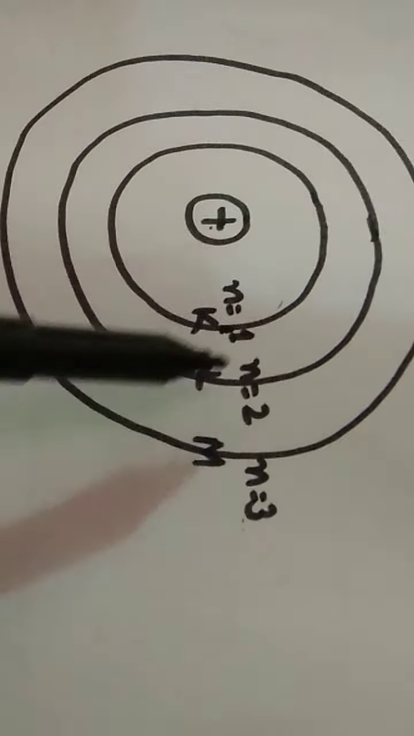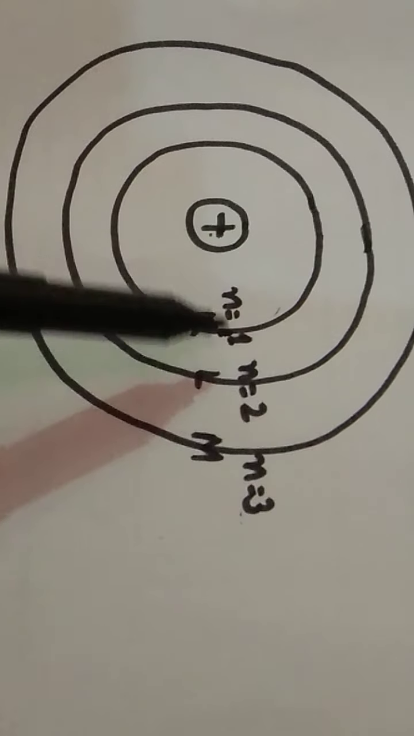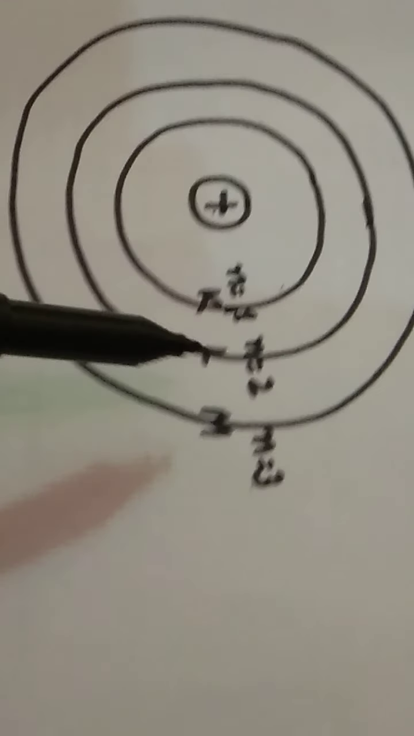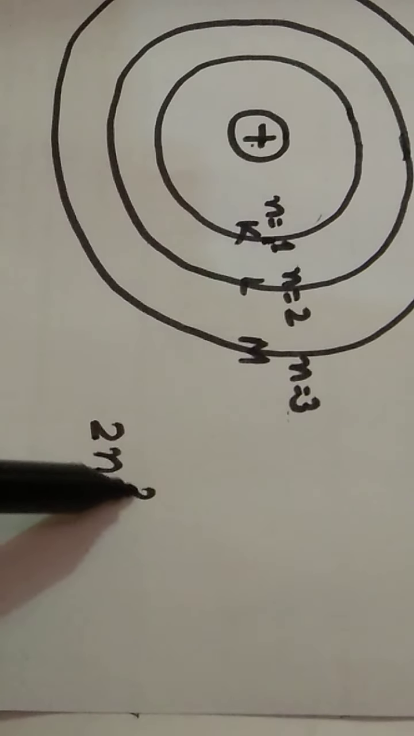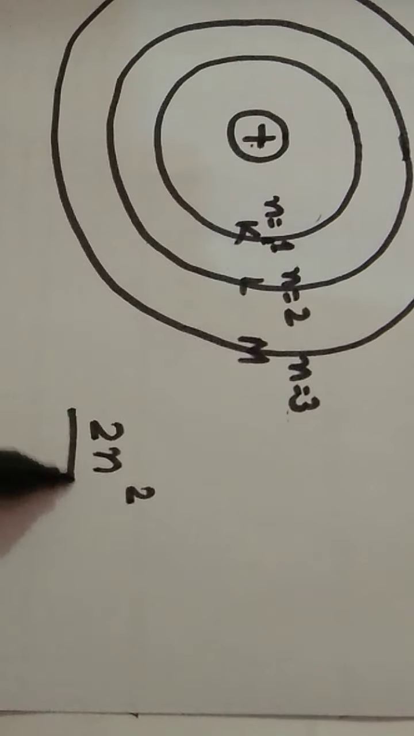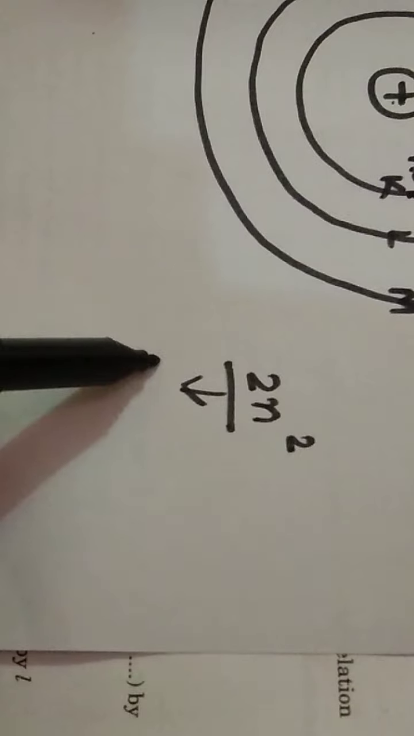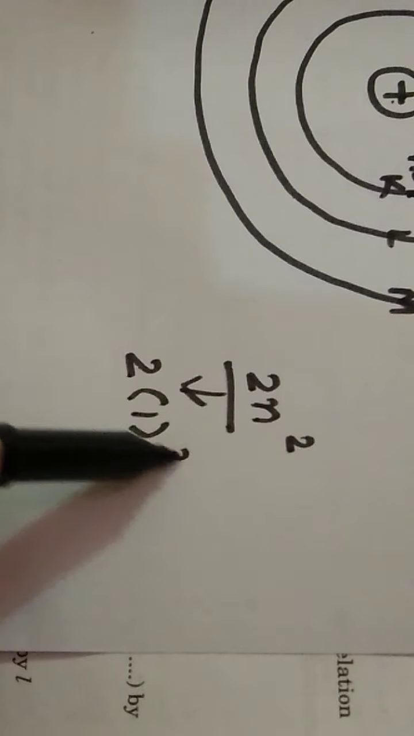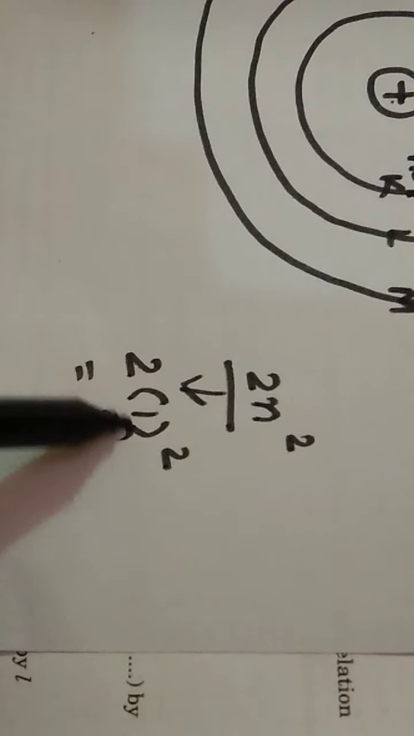Suppose, children, you want to know the number of electrons that can be accommodated in the first shell. For the first shell, n is equal to 1. To find the maximum number of electrons that can be accommodated in a shell, the formula is 2n square. So for the first shell, n is equal to 1. How many maximum electrons can be accommodated in the first shell? It is 2 into 1, that is 2.